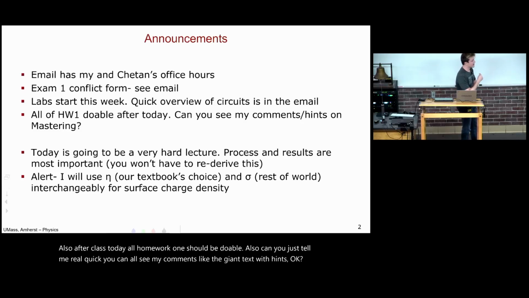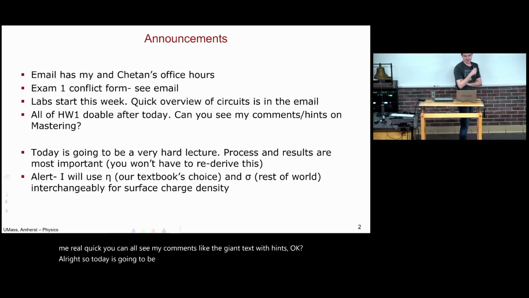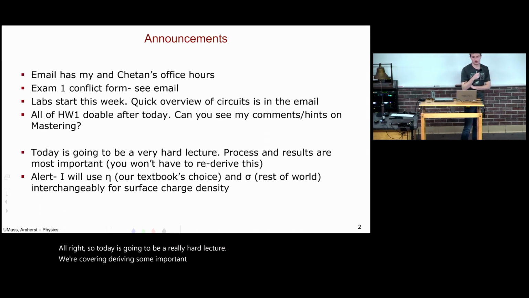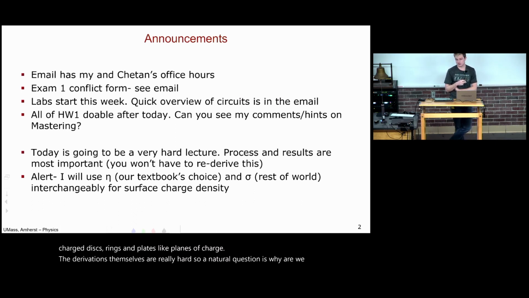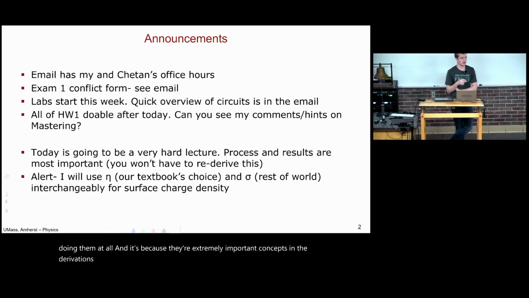So today's going to be a really hard lecture. We're covering deriving some important results, namely the electric field near charged disks, rings, and plates, like planes of charge. The derivations themselves are really hard, so a natural question is, why are we doing them at all? It's because they're extremely important concepts in the derivations that you'll need to apply, if not in this class, very soon, so it's good to see them now.